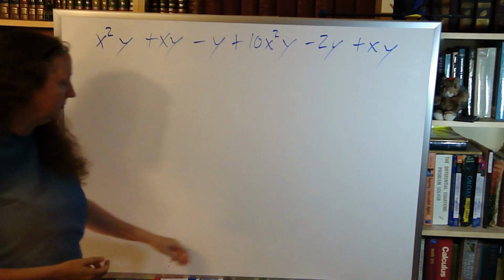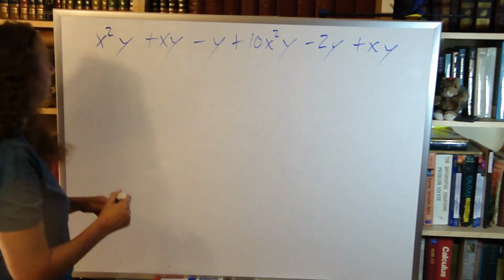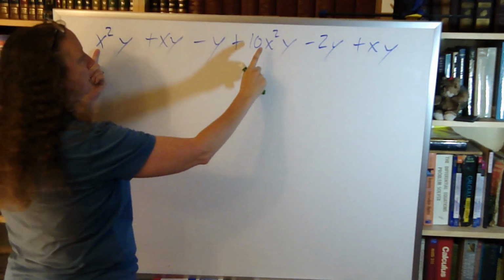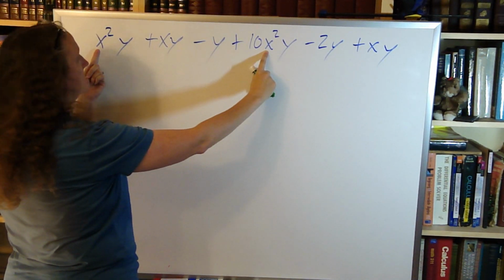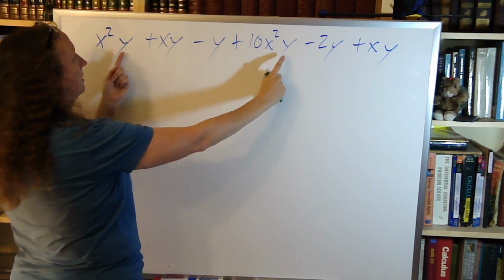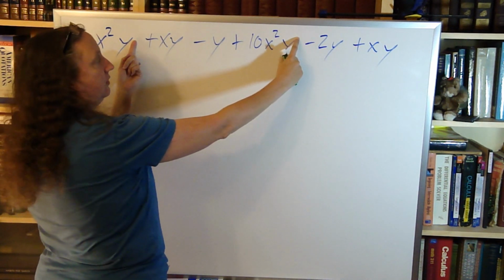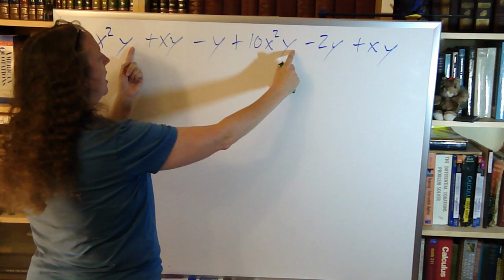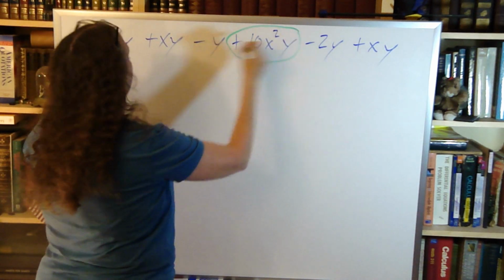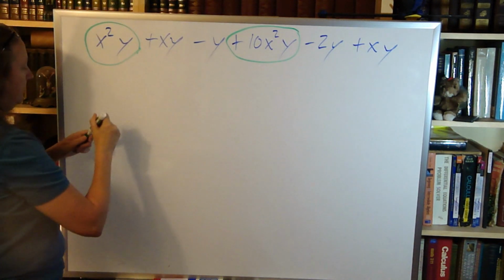X squared y. Look for anything else that has an x squared on it. Look at the next letter with it, y. No written exponent, assumed to be 1. So x squared y. These are like terms. So I am going to group these two together.